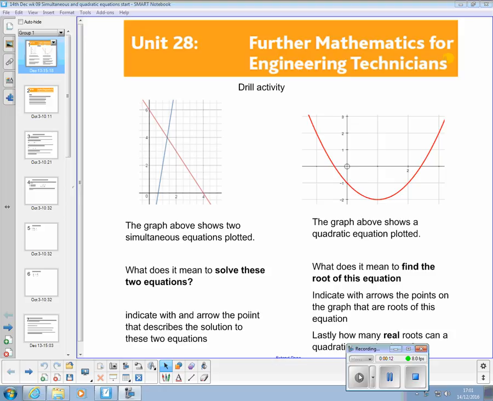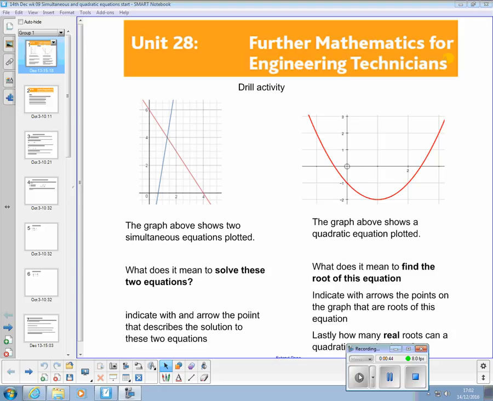On the front sheets of your handouts for the week, there's a little bit of a drill around those two graphs on the screen there. What I want you to do, just 2 or 3 minutes. The one on the left is two simultaneous equations plotted. Think about what it means to solve two simultaneous equations, and also, if you can, indicate with an arrow the point that describes the solution to those two equations on that graph.